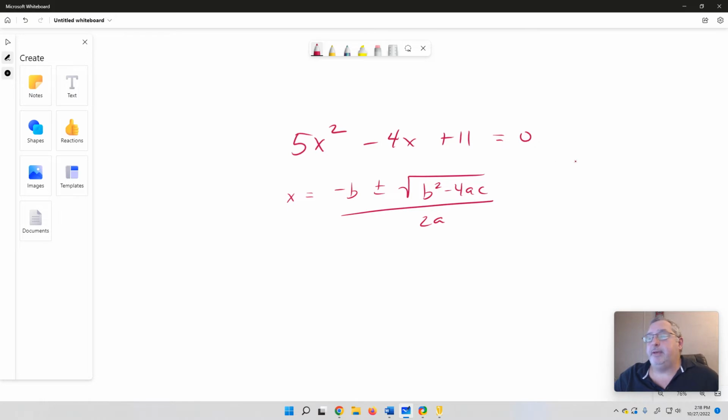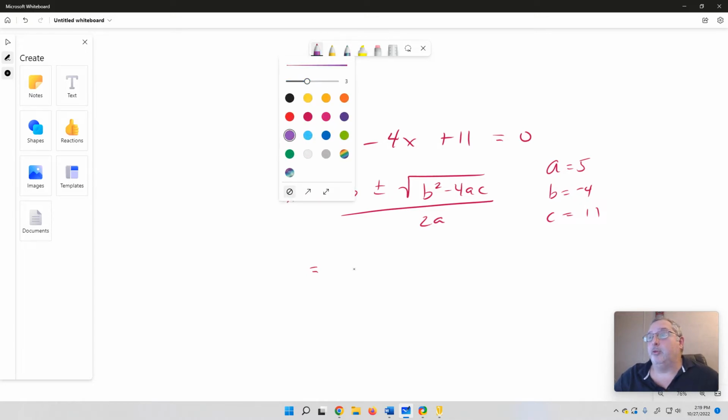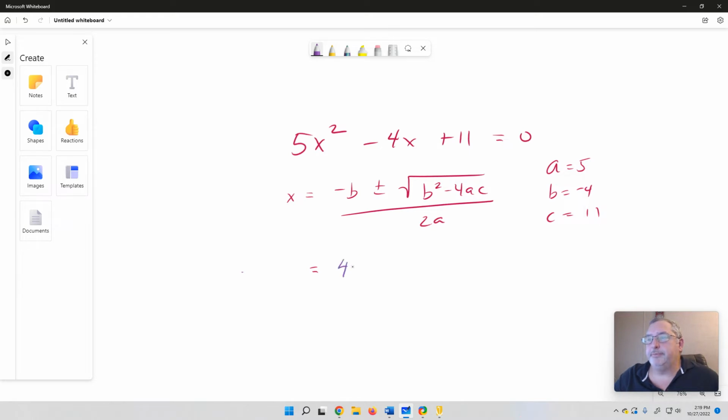Then we just need to know what a, b, and c are. A is going to equal 5, b is going to equal -4, and c is going to equal 11. We're going to plug those values into the formula. So the opposite of b, the opposite of -4, is +4, plus or minus the square root of b squared. -4 squared is 16, minus 4 times a times c. A times c is 55, so 4 times 55, all divided by 2 times a. 2 times 5 is 10.